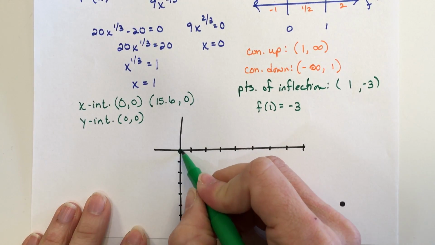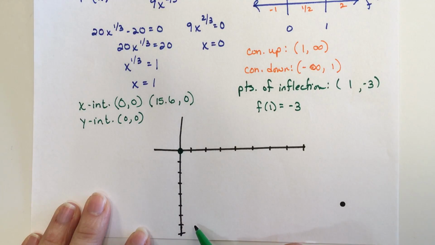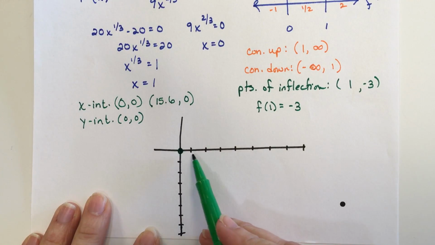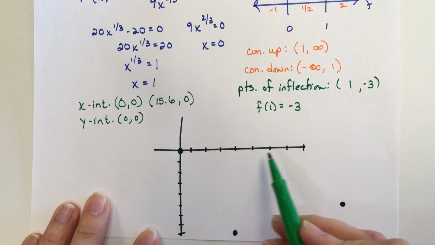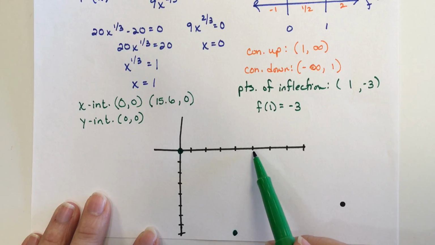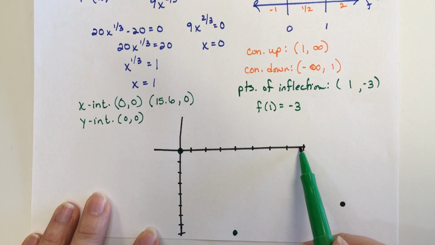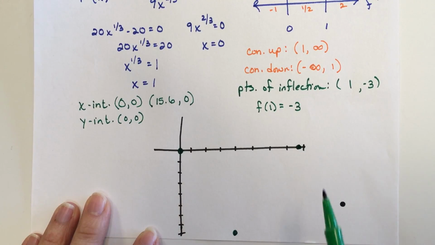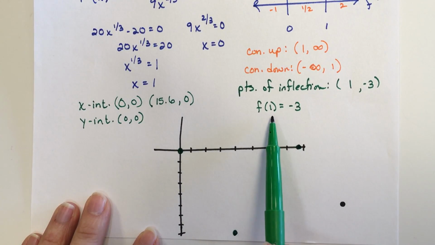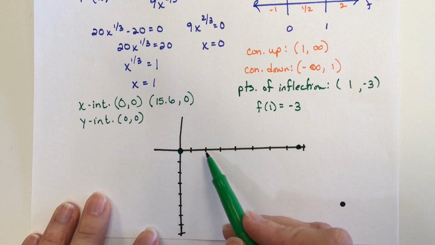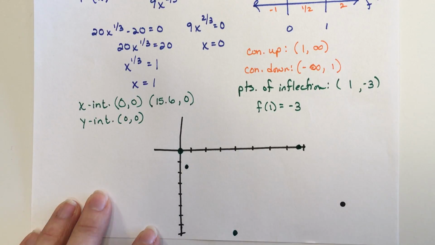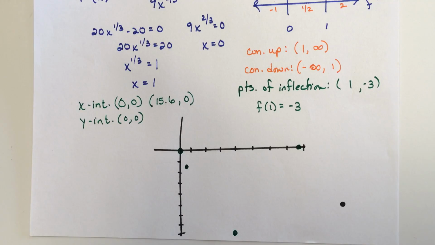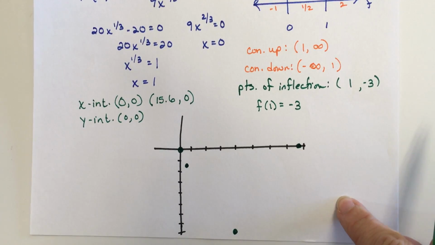Okay, so we had (0, 0), and (8, -16), 2, 4, 6, 8, -16. We also had an x-intercept that was at 15.6, so 2, 4, 6, 8, 10, 12, 14, so 15.6, we'll just call it somewhere right in here. And let's see, we also had the point of inflection that was (1, -3). So let's mark that. So (1, -3) would be here. Okay. So I've got all the points here. Now, that's not a point, that was just a blob that was on my piece of paper.